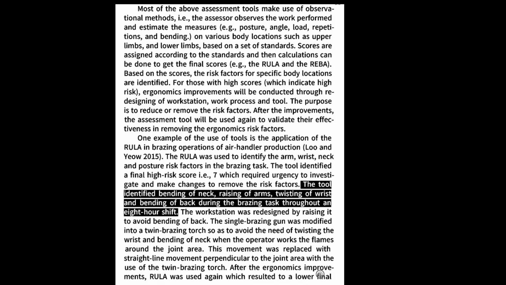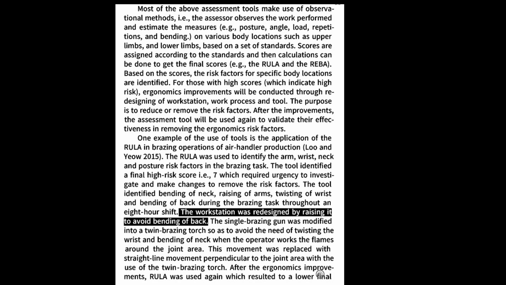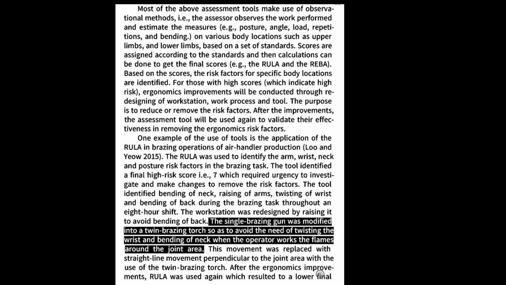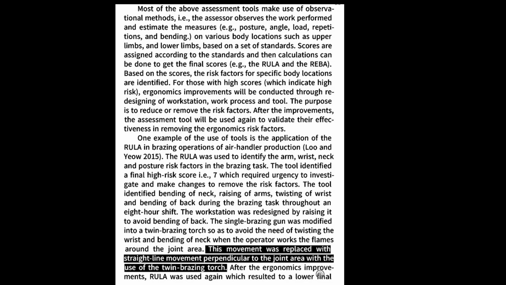The tool identified bending of neck, raising of arms, twisting of wrist and bending of back during the brazing task throughout an 8-hour shift. The workstation was redesigned by raising it to avoid bending of back. The single brazing gun was modified into a twin brazing torch so as to avoid the need of twisting the wrist and bending of neck when the operator works the flames around the joint area. This movement was replaced with straight line movement perpendicular to the joint area with use of the twin brazing torch.